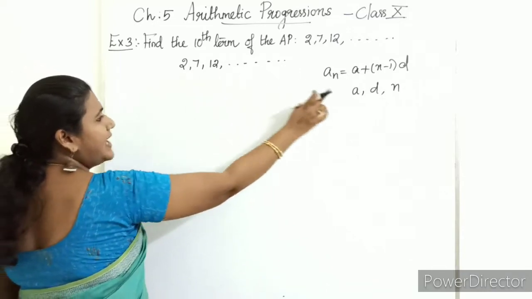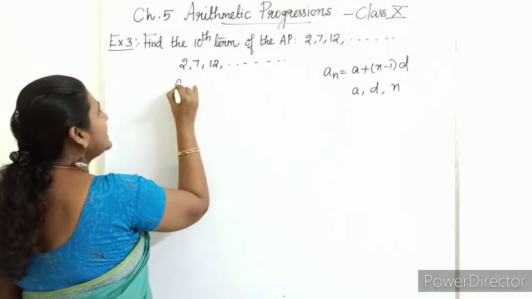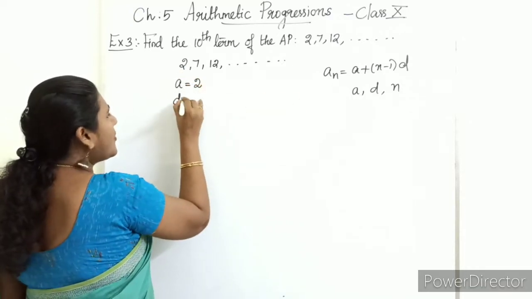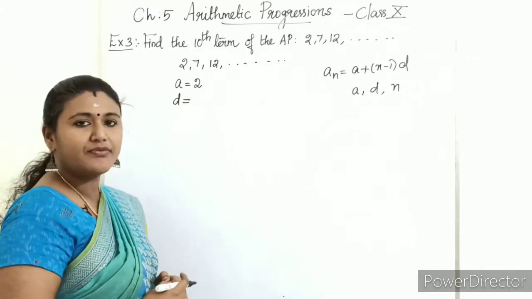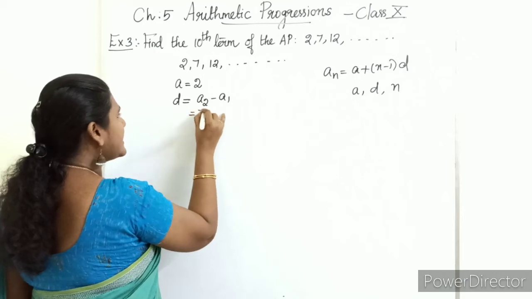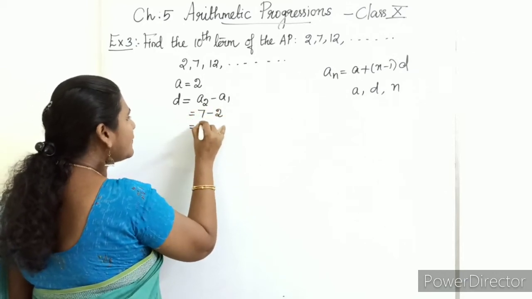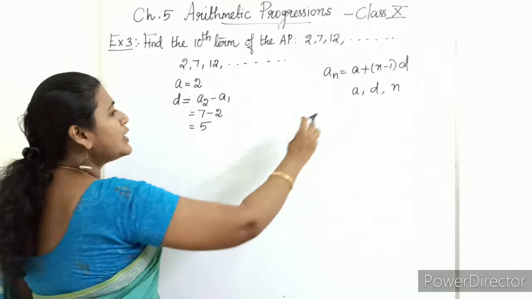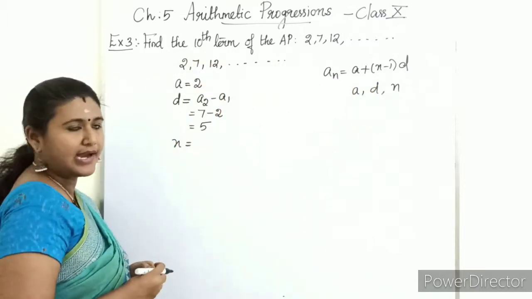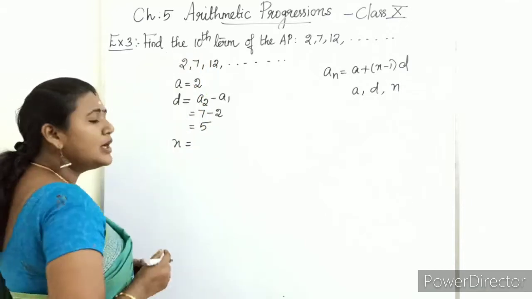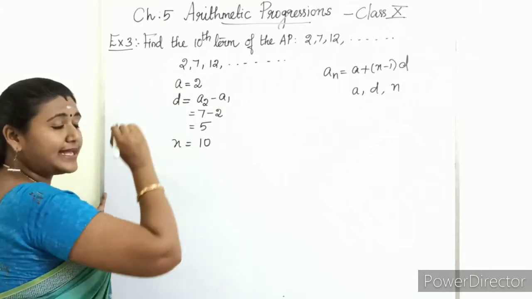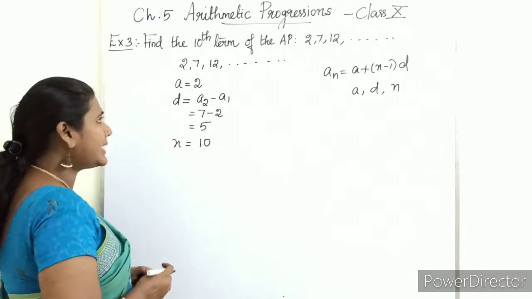a is nothing but the first term. So what is the first term of the AP here? 2. Now d is the common difference. How will you find the common difference of an AP? The formula is a2 minus a1, that is 7 minus 2 is equal to 5. So we got the d value. Now n is the term you have to find. Here in this question you have to find the 10th term, so n is equal to 10.